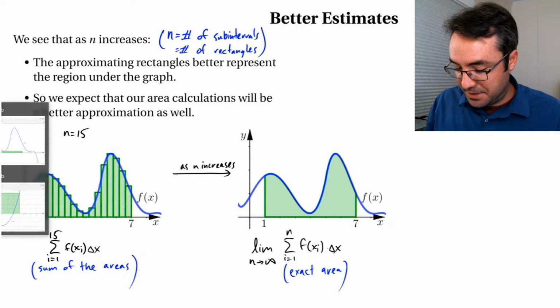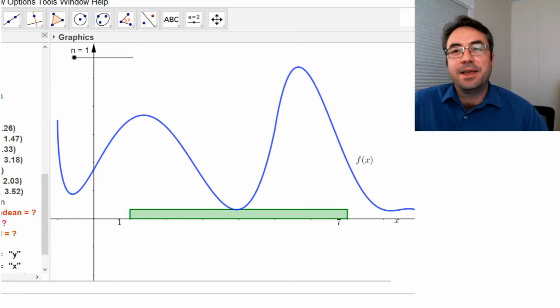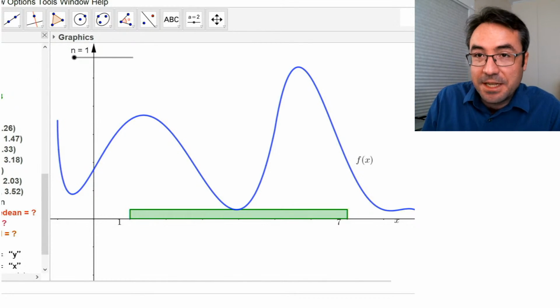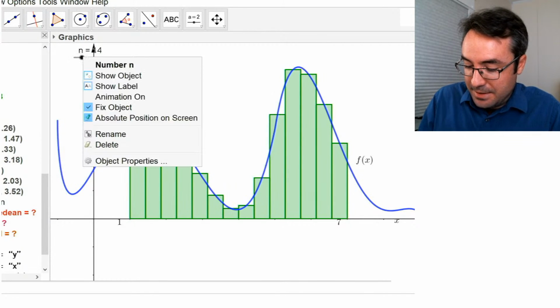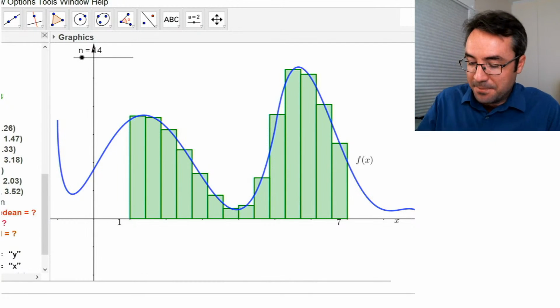And all right, so here's our graph. And we're using one rectangle to approximate the region under the curve, which is not very good. So we can do better than that. So let's increase this. And all right, so there we're using 14 rectangles. It's looking a little bit better.